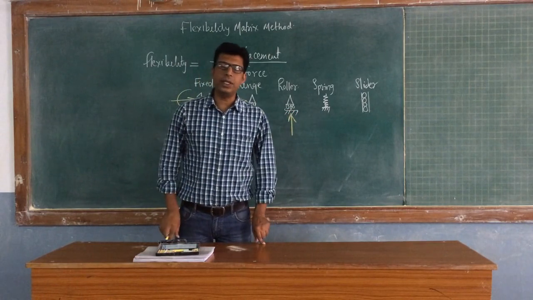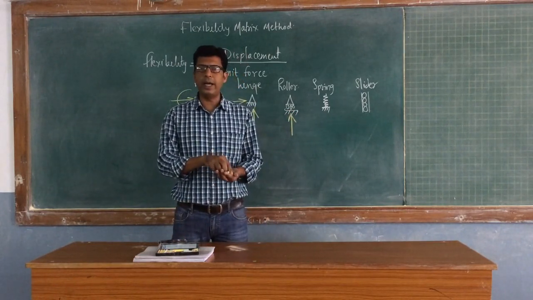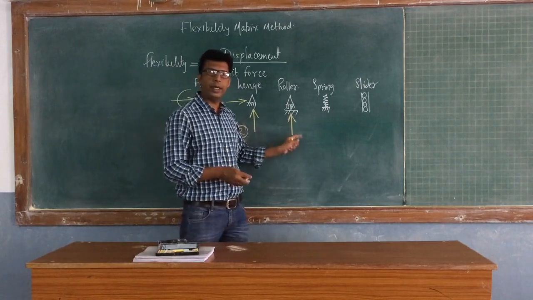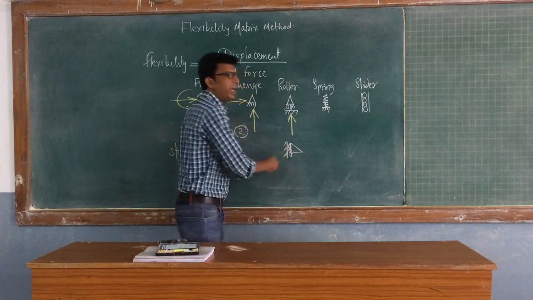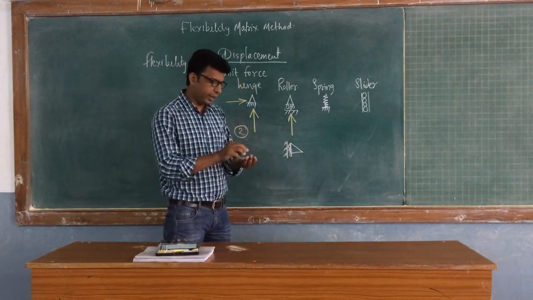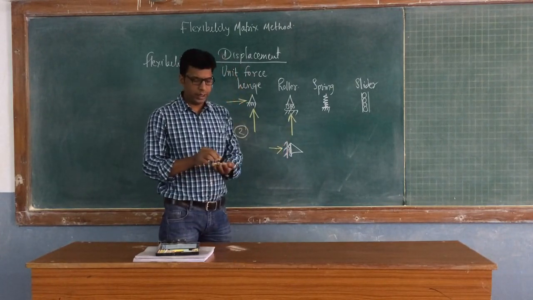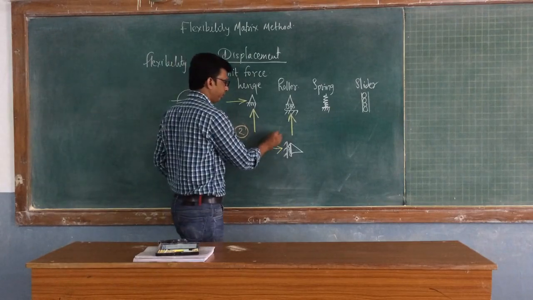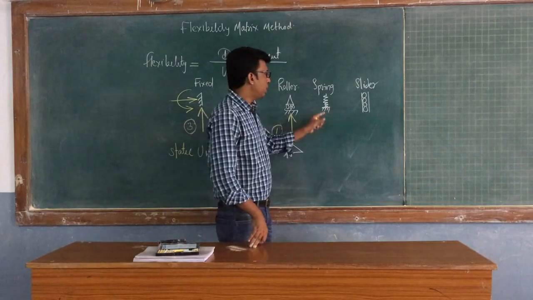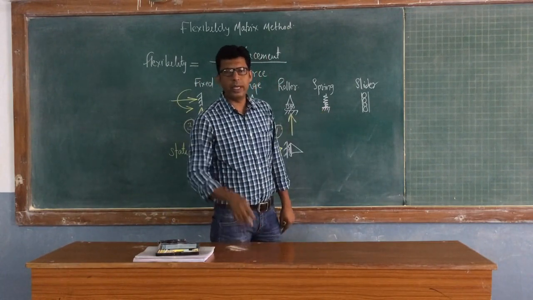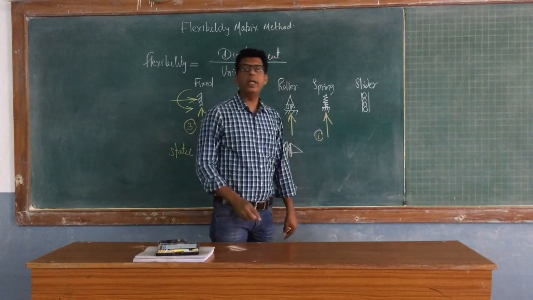Of course, this reaction depends on how the roller support is provided. If the roller support is provided in a vertical plane like this, the reaction will be vertical. If the roller support is provided like this, the reaction will be horizontal. But the number of static unknowns will be 1. A spring support also behaves like a simple support. There is only 1 reaction and that is vertically upward.